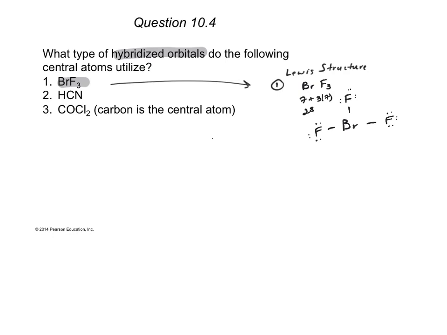I've only put in 24. I still have 2 more to get rid of. So now I'm going to put these as a lone pair on bromine. So I have 2 different sets of lone pairs, and I've been very distinct about drawing those as pairs of lone electrons.